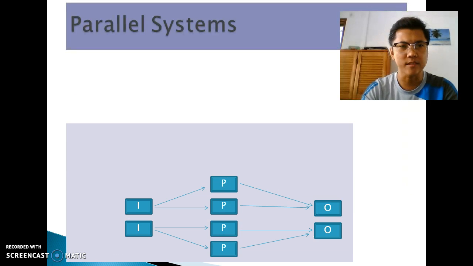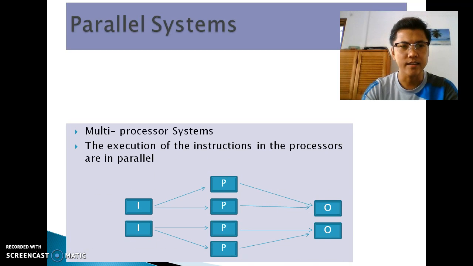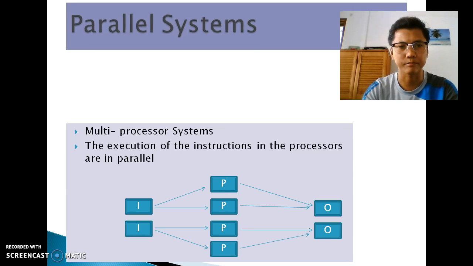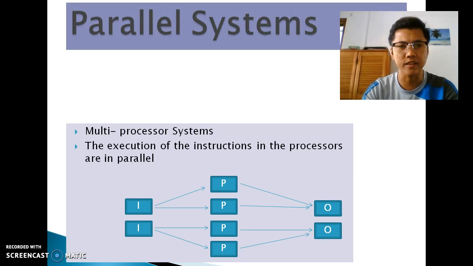Parallel systems are also called multiprocessor systems. This is the execution of the instructions in processors that are in parallel. This is a typical diagram of parallel systems. There's an input processing in the processor and it processes to become an output of the input.